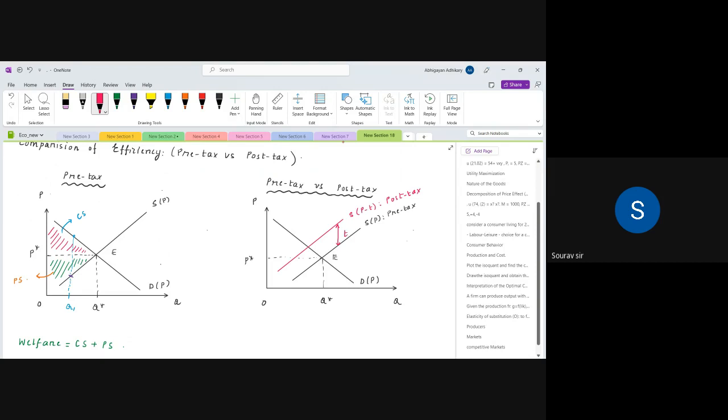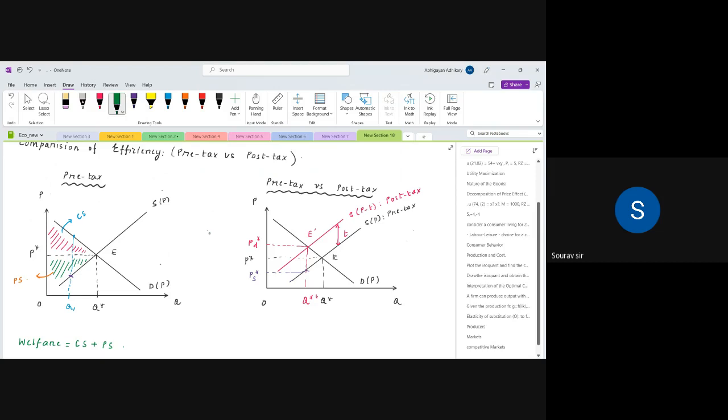Right? The equilibrium shifts to the point E dash, and your equilibrium output is Q double star, and your equilibrium price is PD star. All right? And the suppliers are getting a price of PS star. Correct?